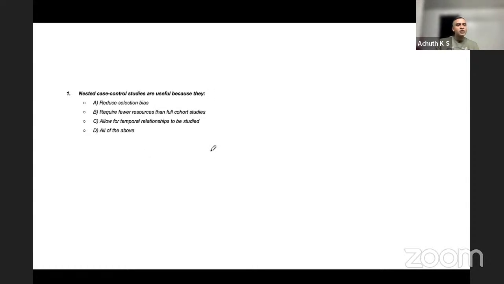Nested case control studies are useful because they reduce selection bias, true, require fewer resources, true, allow for temporal restrictions to be studied, true, all are correct. Which study design is least time consuming for collecting data? Cohort study, randomized control trial, cross-sectional study, and case control study. It is a very simple question, cross-sectional study.